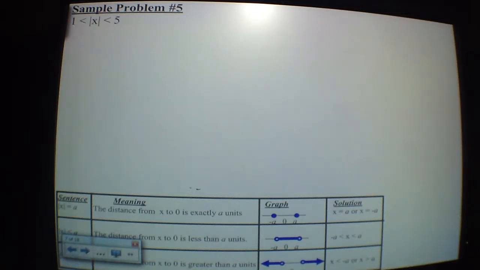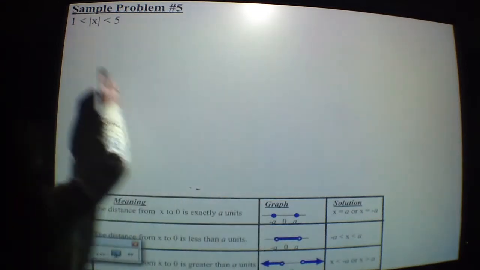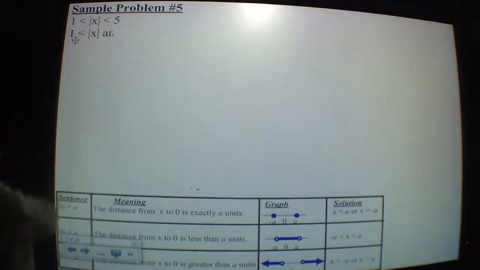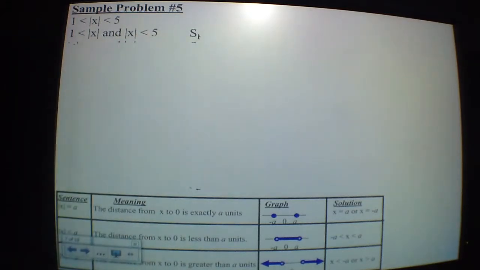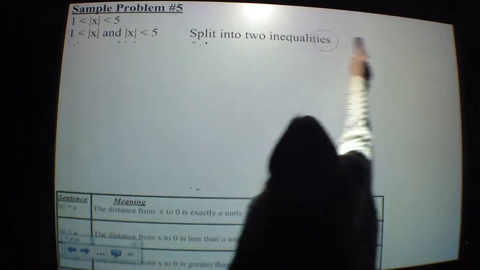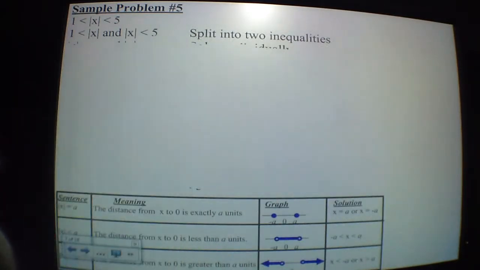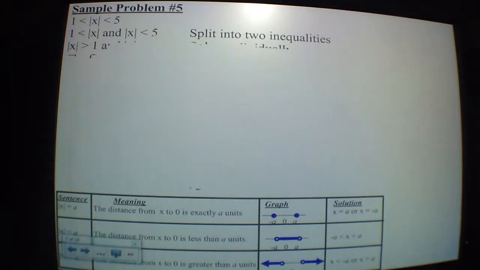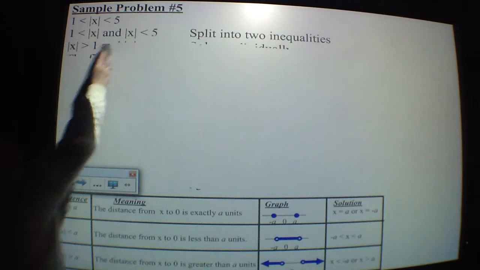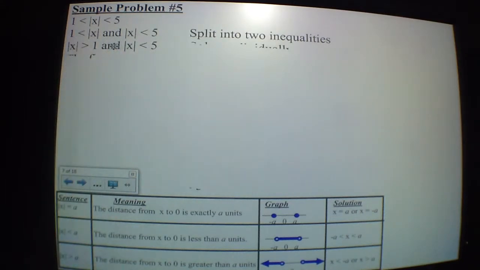And the very last problem. 1 is less than the absolute value of x, which is less than 5. You can rewrite this as 2 different inequalities. I could write 1 is less than the absolute value of x, and the absolute value of x is less than 5. So split it into inequalities. And I just rewrote it so it's in the same format as my chart, with the absolute value sign on the left.